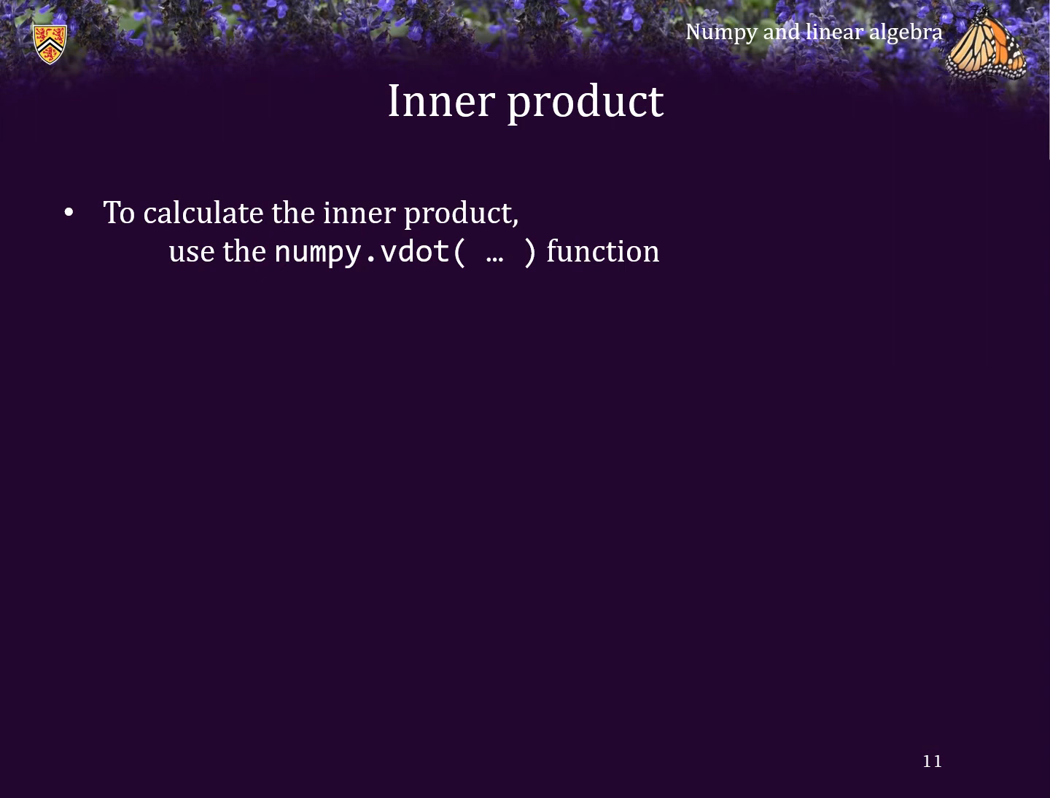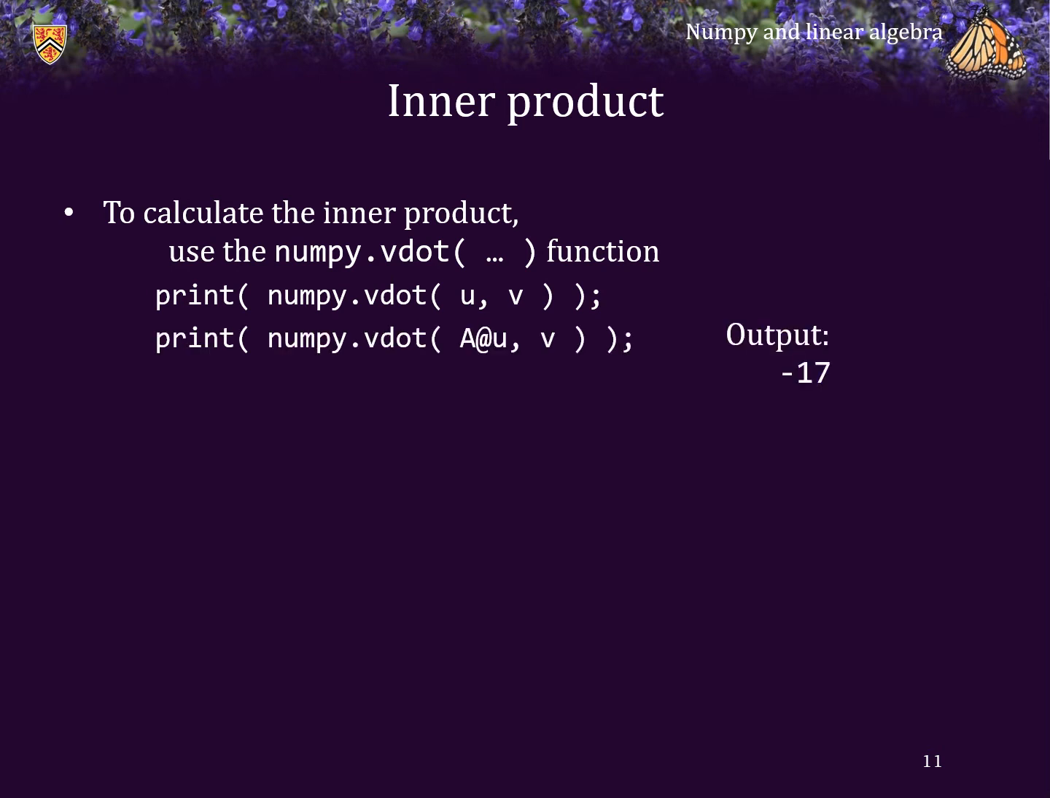Now, to calculate the inner product, just simply use the vdot function from Numpy. Vdot will conjugate the first entry if it is a complex vector. So for example, we have the inner product of vectors u and v, which is the real number -17. We could, of course, also calculate A applied to u, inner producted with v, to get 14.